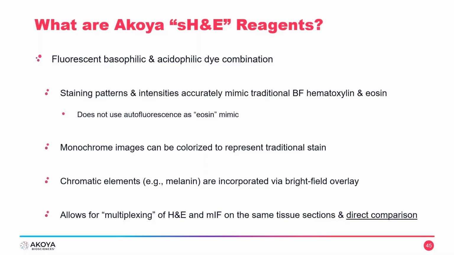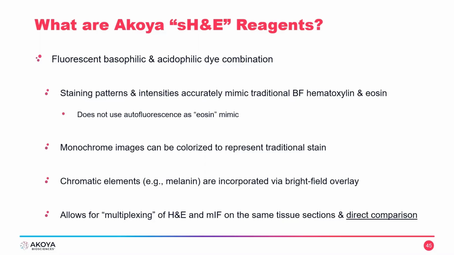It's performed after rehydration, prior to antigen retrieval and MIF. Your monochrome images from this stain can be colorized to represent the traditional stain, and chromatic elements like melanin or what appear to be oxidized RBCs can be incorporated in your simulated H&E images via a bright field overlay, as I'll demonstrate in the following slides.